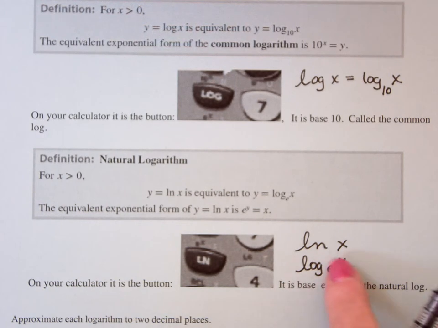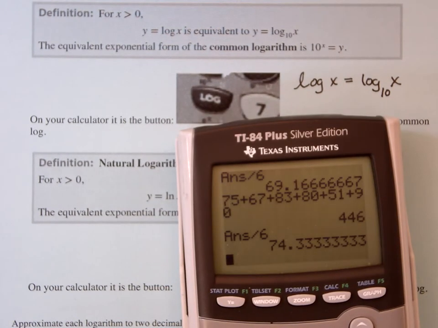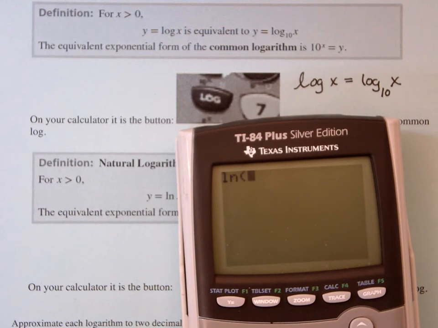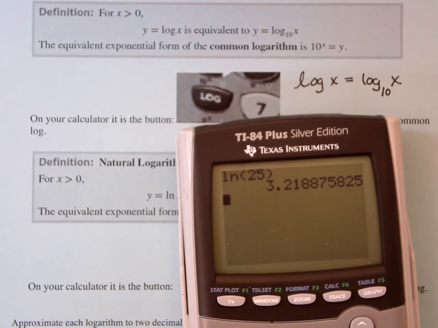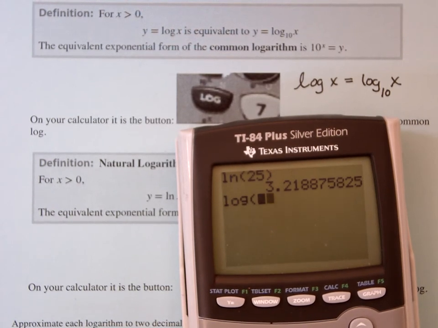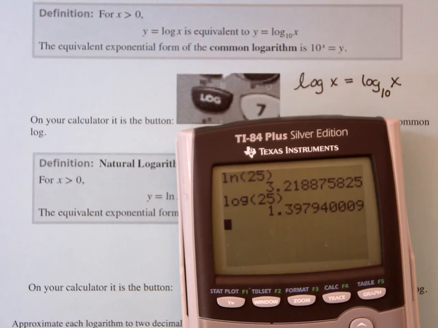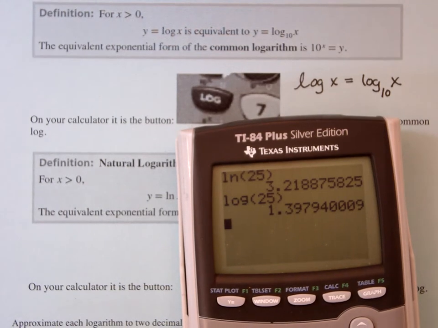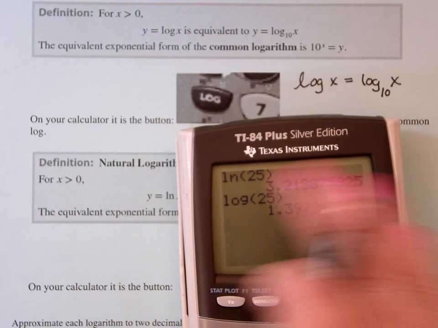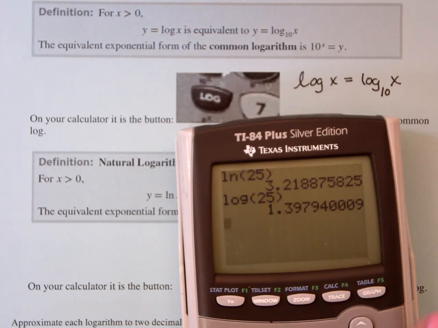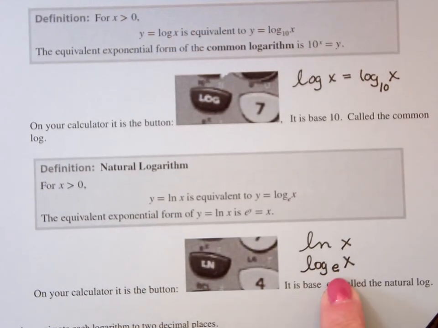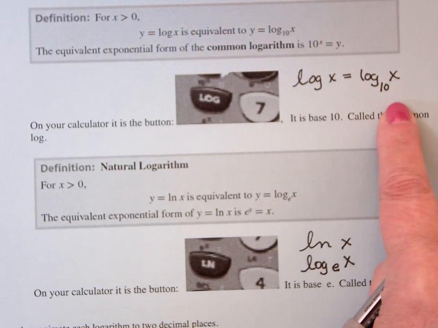If I just needed to do a calculation, I would just put in the number, which is easy enough to do. I could put in ln of 25 and get an answer out with no problem. I could take log of 25, no problem. However, if I was working with a formula or an equation that I was trying to solve, and we'll see that in 10.7, then I'd have to rewrite natural log as log base e and common log as log base 10.